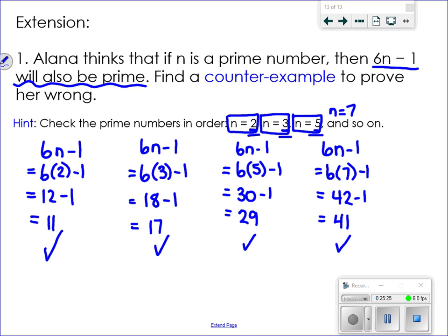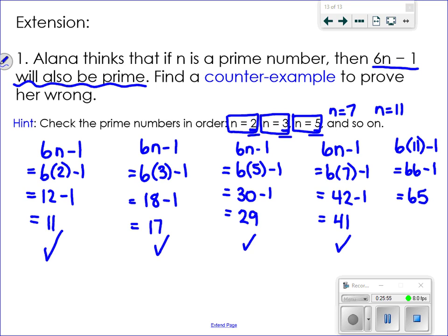Okay, what would be the next prime number? 8 is not prime because it has more factors. 9 is not prime. 1 times 9, 3 times 3. 10 is not prime. 1 times 10, 2 times 5. 11 is prime, so our next prime number would be 11. Let's try this one. 6 times 11 minus 1. That would be 6 times 11, 66, minus 1, 65.